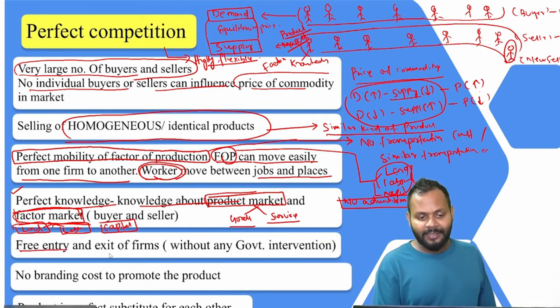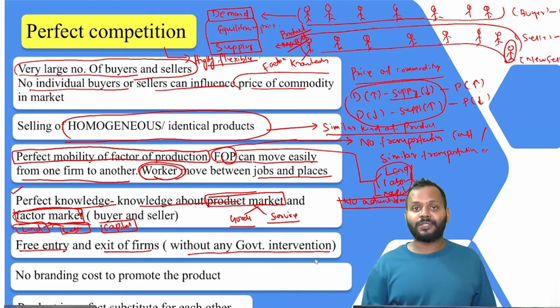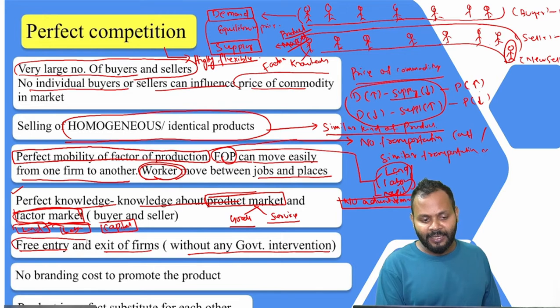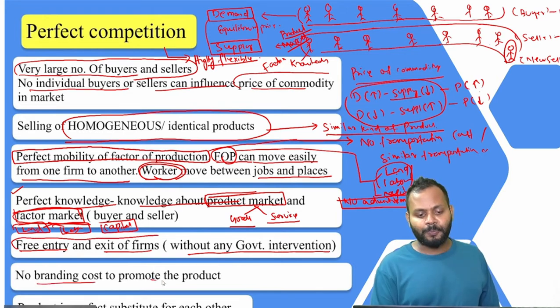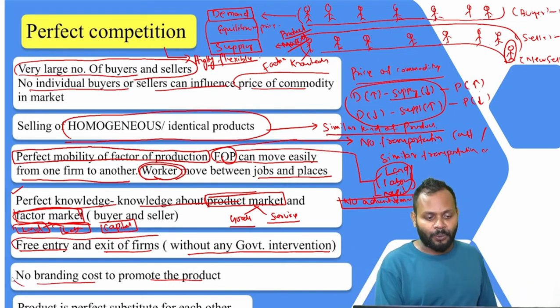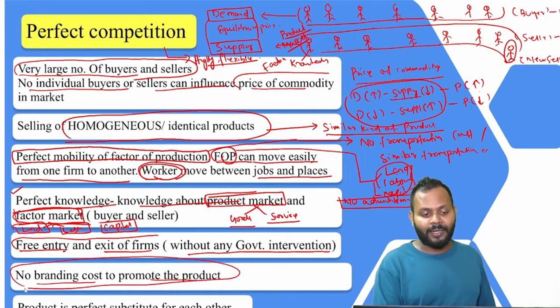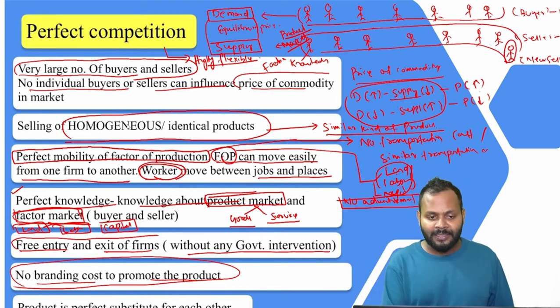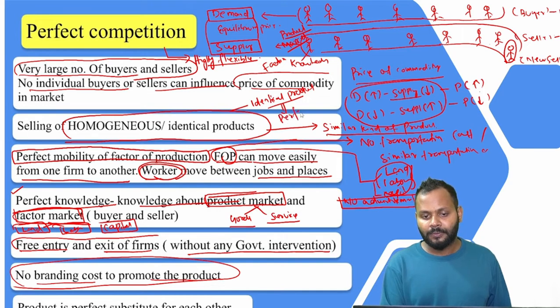Entry is free, exit is free, no government intervention. The government is not interfering with the firm. That means anybody can come, anybody can go. No branding cost to promote the product because people already know. You are assuming that people already know, and if people already know, then why is there advertisement? No advertisement because people already have knowledge. And the products are highly substitutable for one another. That means these are identical products, so identical products are always close, we can say perfect substitutes.